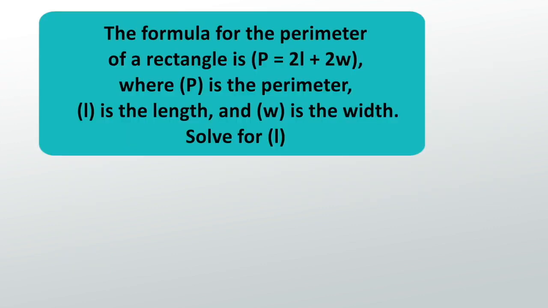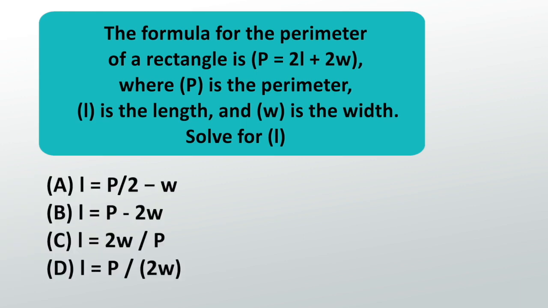Question 3. The formula for the perimeter of a rectangle is P equals 2 times length plus 2 times width, where P is the perimeter, L is the length, and W is the width. Solve for L. A, length equals P over 2 minus W. B, length equals P minus 2 times W. C, length equals 2 times width over P. Or D, length equals P over 2 times width.